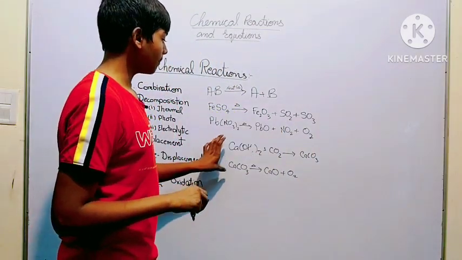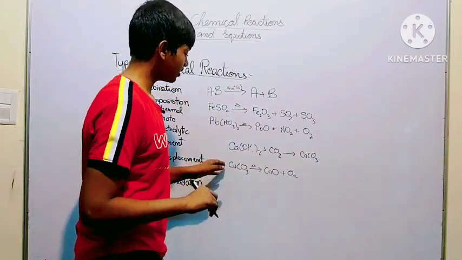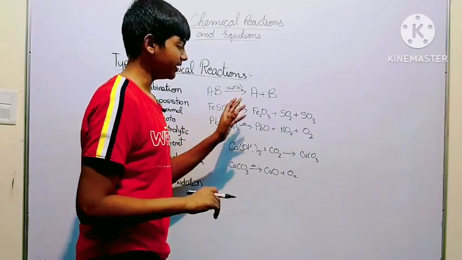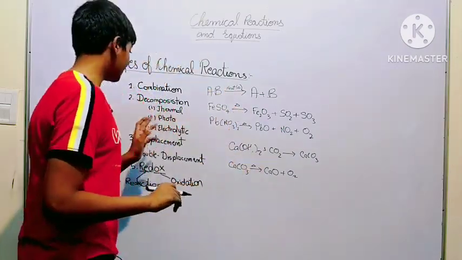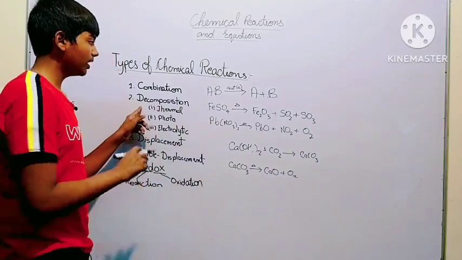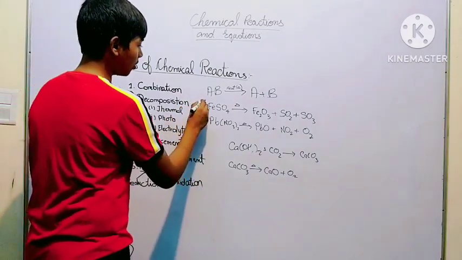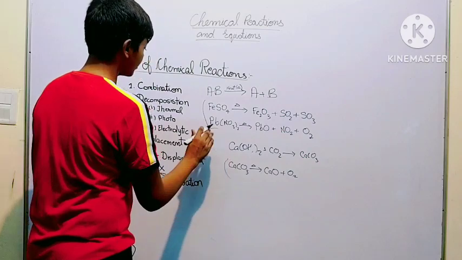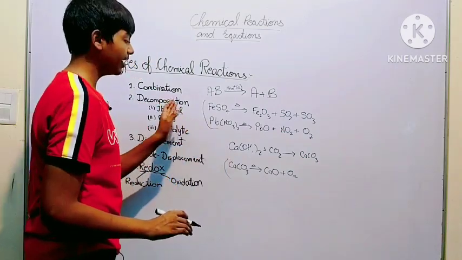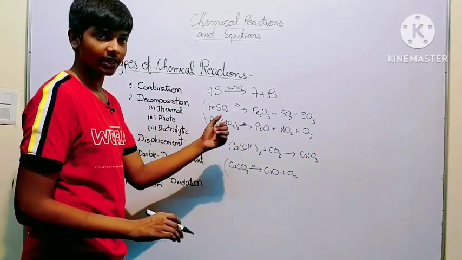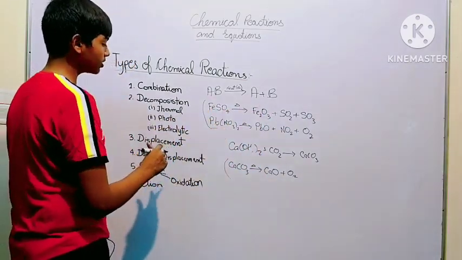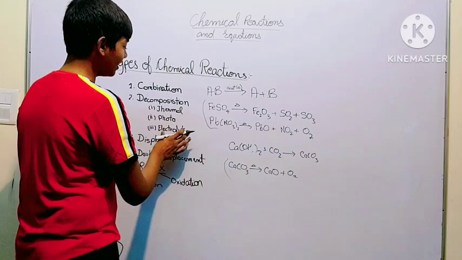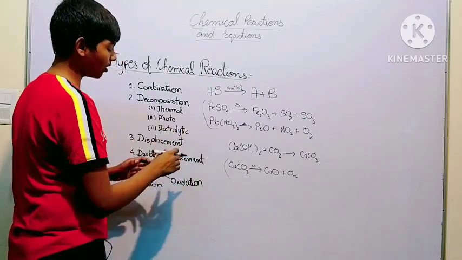So in combination reactions heat is produced, while in decomposition reactions we give heat to decompose the substance. There are three types of decomposition reactions. Thermal, which we saw: all of these decomposition reactions are thermal reactions in which heat is given to the substance to decompose. Next is photo decomposition or photolysis, and electrolytic decomposition or electrolysis.